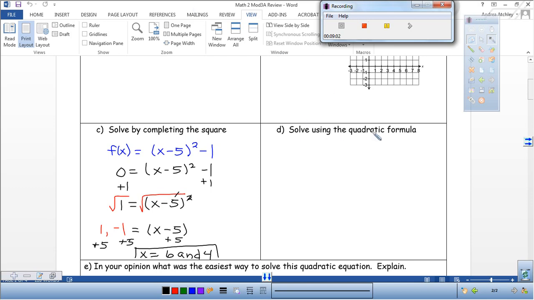Okay, next one, solve using the quadratic formula. So again, I'm going to write my function, f of x equals x squared minus 10x plus 24. Then I have to identify my a, b, and c. So a here is the number in front of the x squared, so that's 1. B is the number in front of x, so that's negative 10. And then c is the constant, or just the number by itself.